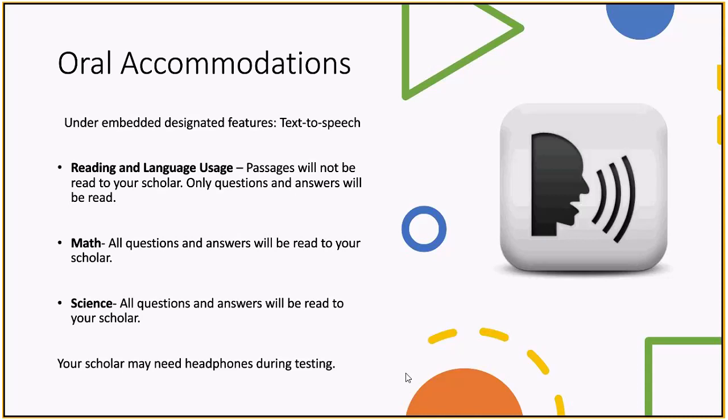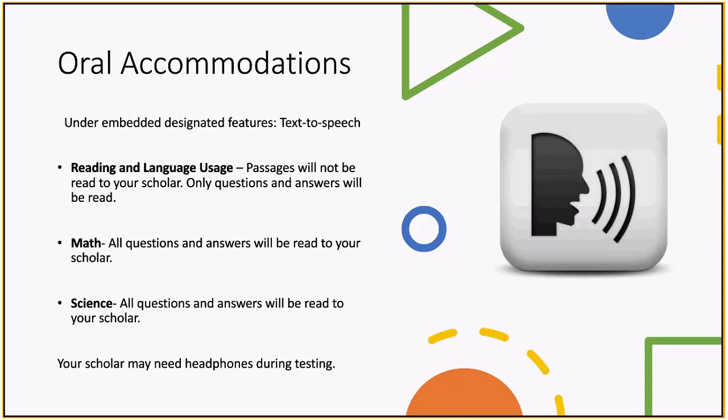If your scholar receives oral accommodations for major assessments such as STAR, they will be receiving text-to-speech for MAP testing. As mentioned in the previous slide, this means that the computer will read the test out loud to your scholar. However, keep in mind that all kinder through first grade scholars will receive text-to-speech.